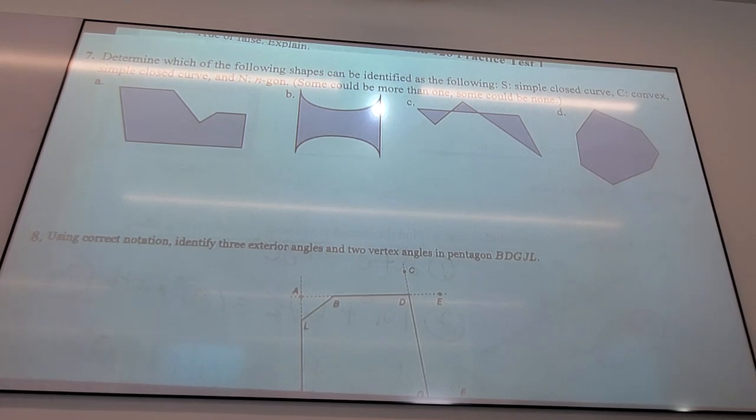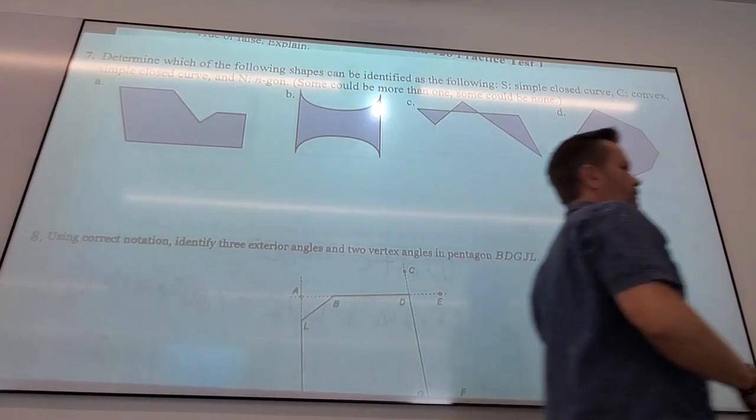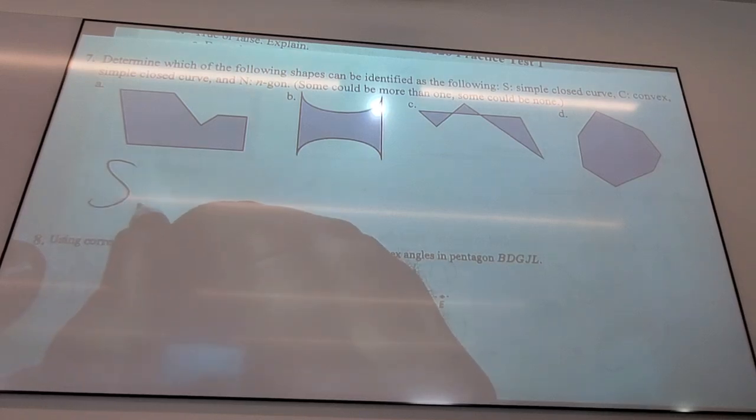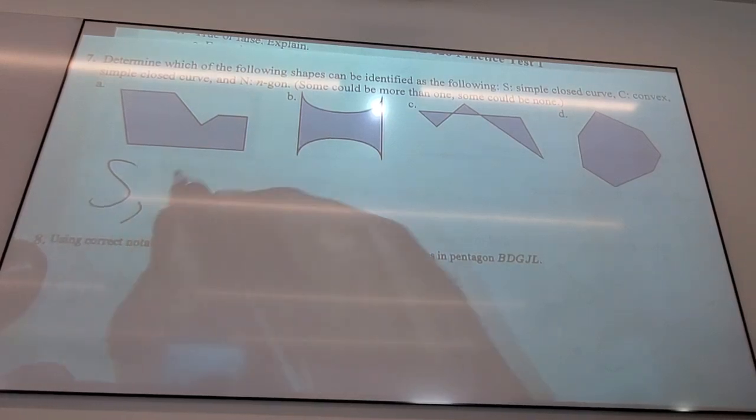Is it simple, closed? Yes, because it doesn't have a loop on itself. So this is simple. And what else? One more thing. N-gon.